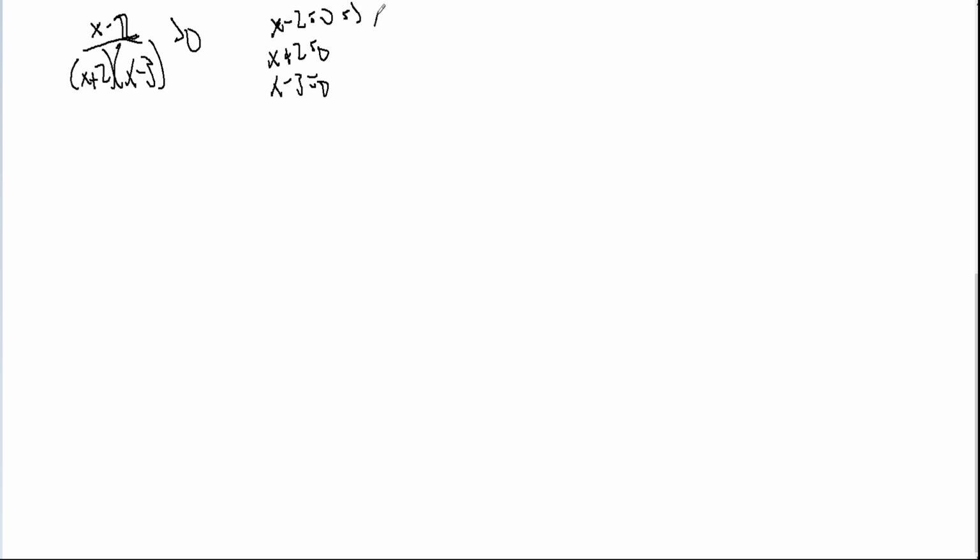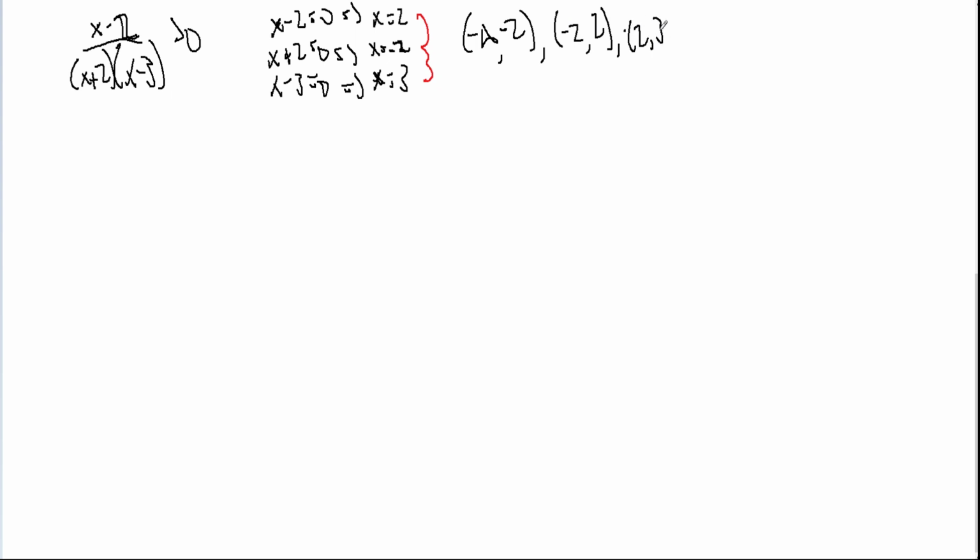So we see that one critical number for our numerator is x equal to 2, and then in our denominator it's negative 2, and then our second x value for our denominator is x equal to 3. So from these 3 x values we can set up our test intervals. So we go from negative infinity to negative 2, comma, negative 2 to 2, comma, 2 to 3, comma, and 3 to infinity.